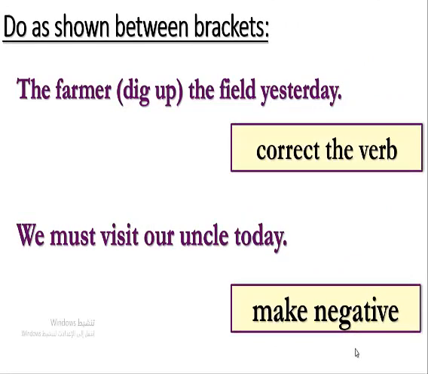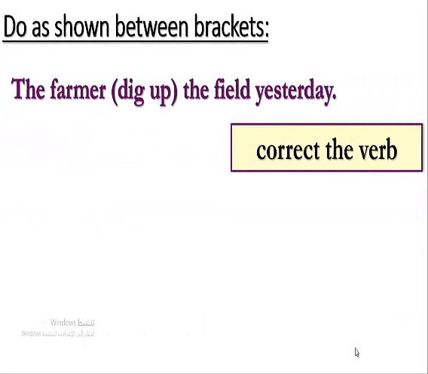Sentence number 1. The farmer dug up the field yesterday. Correct the verb. Sentence number 2. We must visit our uncle today. Make negative. Let's see sentence number 1. The farmer dug up the field yesterday.